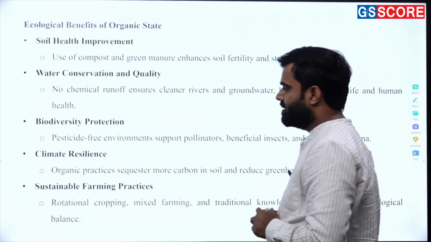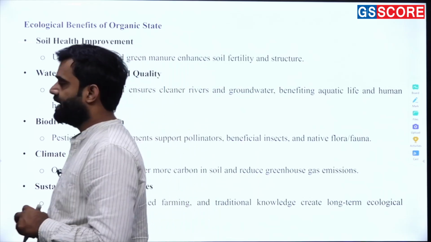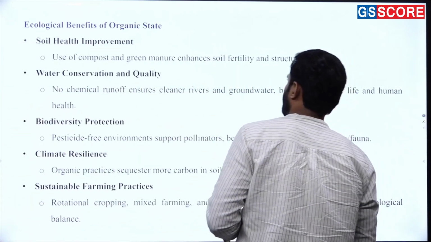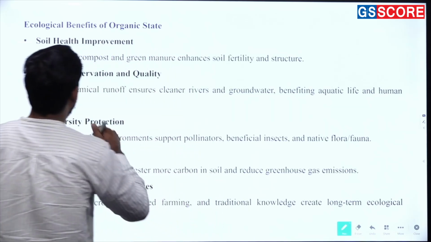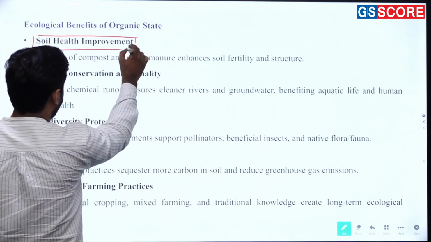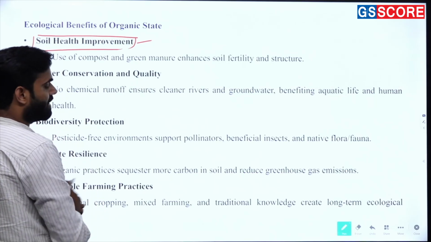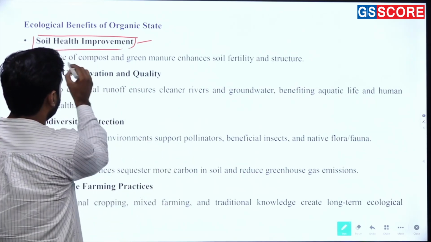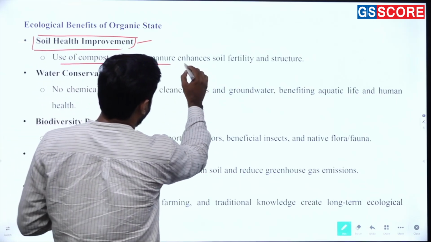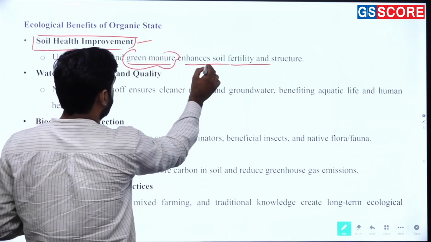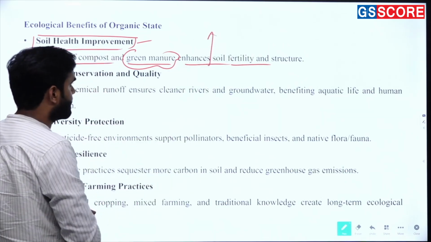Next, the main body: ecological benefits of an organic state. Here are some ecological benefits. The first benefit is soil health improvement. You know this is one of the most important things. Whenever we talk about soil, remember that even 1 centimetre of soil takes thousands of years to form. Use of compost and green manure enhances soil fertility and structure. We use green manure to enhance soil fertility and structure.